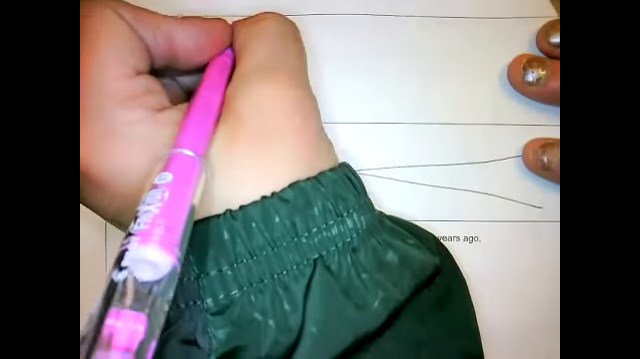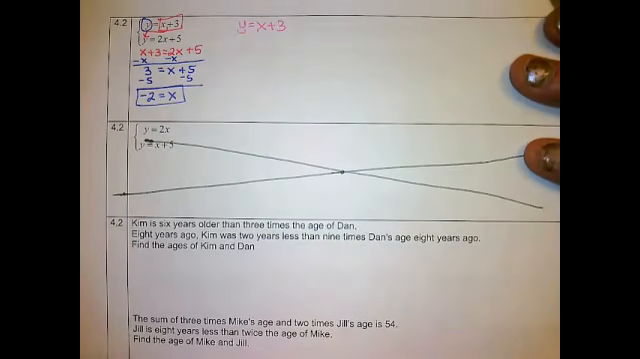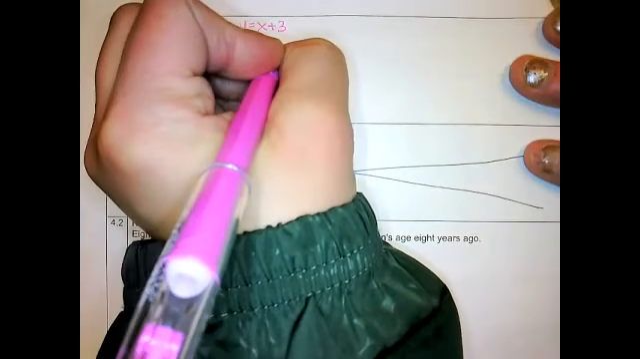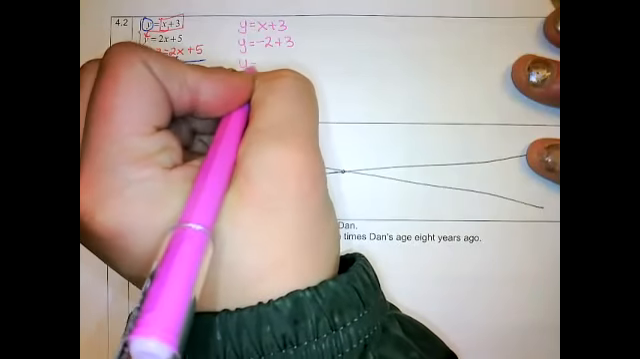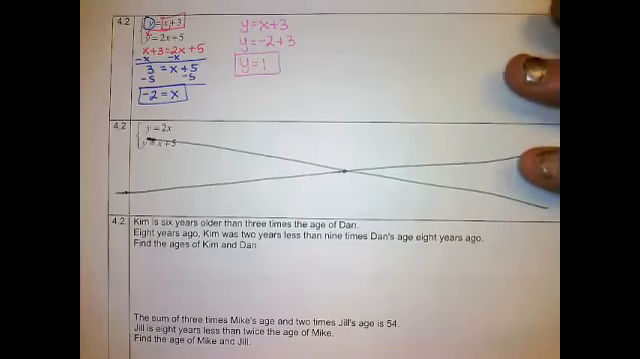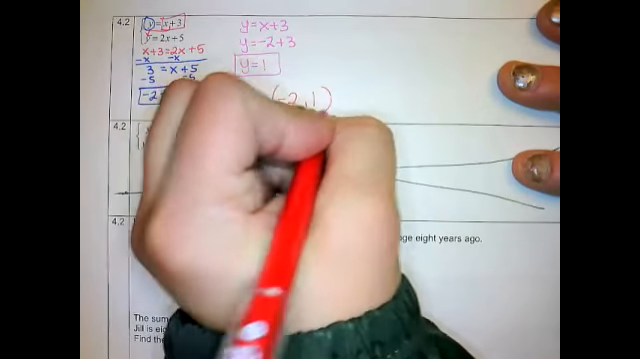Now I need to plug x back into either equation to solve for y. And so y equals, my x value is -2, plus 3. -2 plus 3 is 1. So my answer now, remember, has to be written as a coordinate.